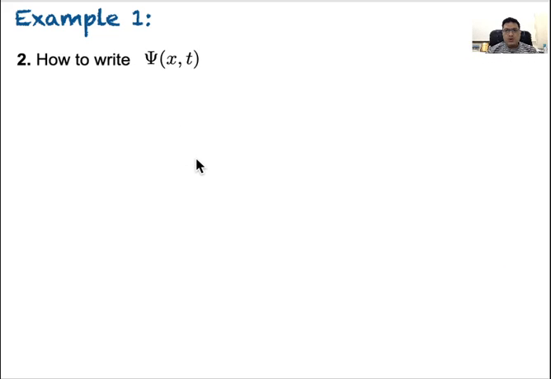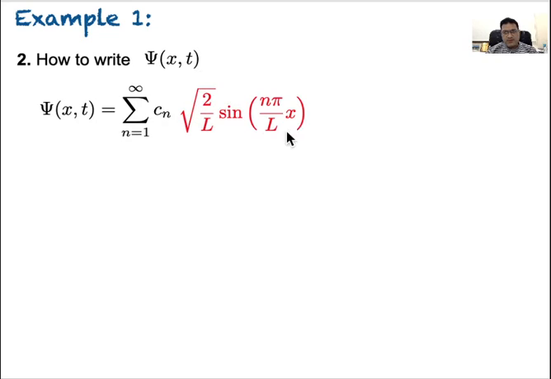Now another question is how to write psi of x,t. We have seen how to write psi of x,t. Psi of x,t is the summation over n of Cn times phi n for a particle in a box times e to the power minus i En t over h bar. Now the question comes: what is Cn?